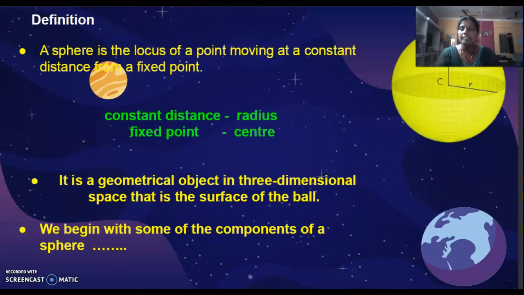Okay. Here is the formal definition of a sphere. A sphere is the locus of a point moving at a constant distance, that is, equidistant from a fixed point. That constant distance is called the radius and the fixed point is called the center. A sphere is a geometrical object in three-dimensional space that is the surface of a ball. Okay, and we begin with some of the components of a sphere in this video.